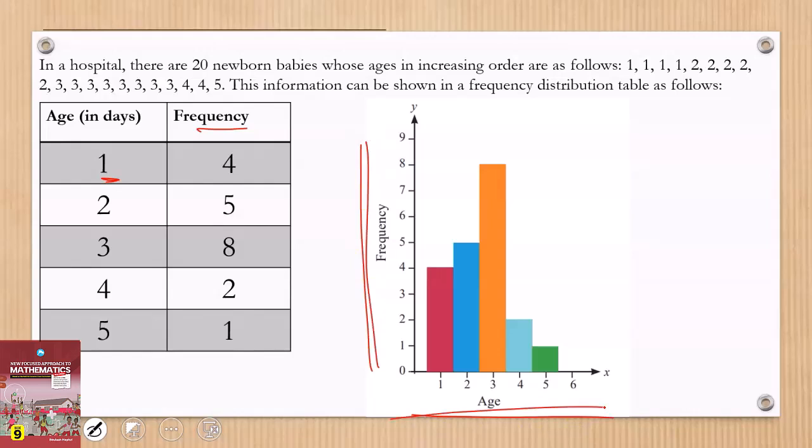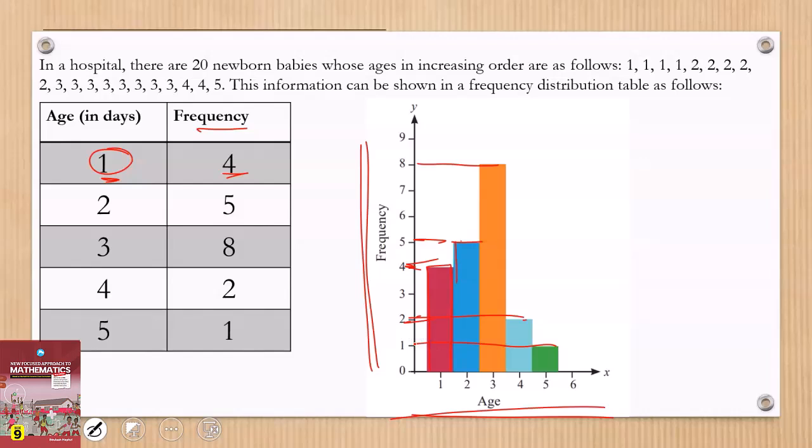You can see that those in day 1, their frequency is 4. So we plot the box or the rectangle up to the 4th position here. And then those on day 2, that is the blue one, also goes to 5. Those in day 3, that is the orange one, goes to 8. And those with light blue, that is the day 4, is 2. So you can see up to 2 here. And then finally, those in day 5 is up to 1. And so that is how we work with frequency.